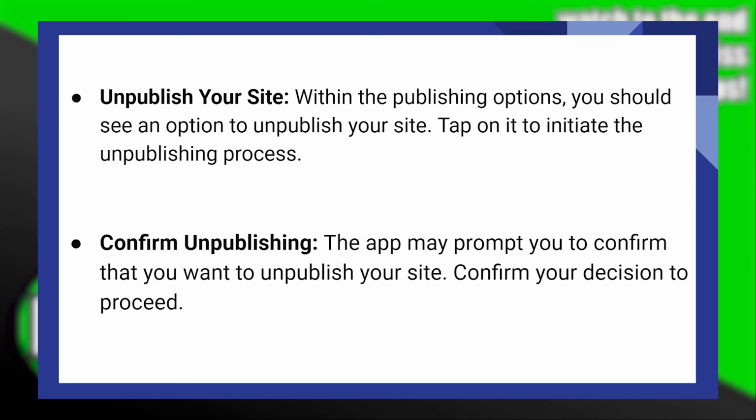Within the publishing options, you should see an option to unpublish your site. Tap on it to initiate the unpublishing process. The app may prompt you to confirm that you want to unpublish your site. Confirm your decision to proceed.